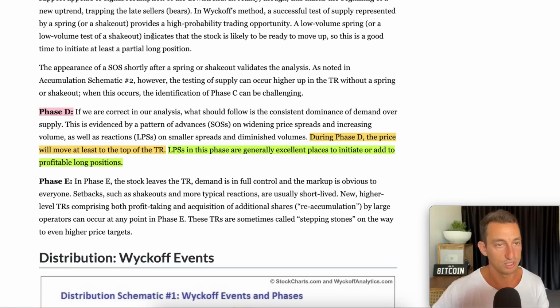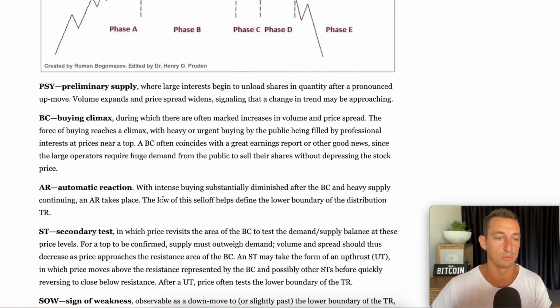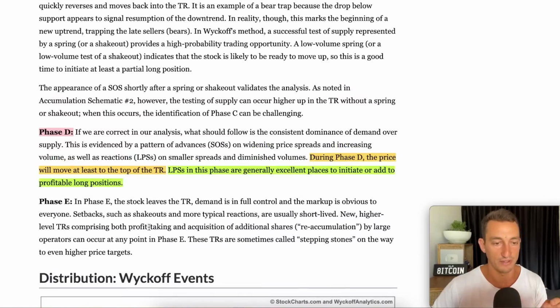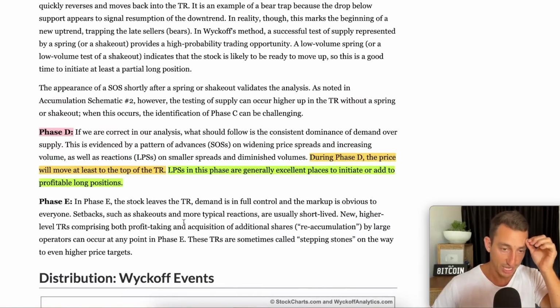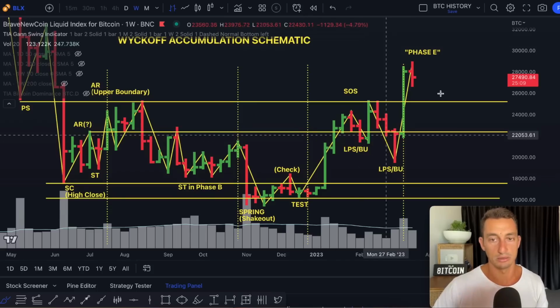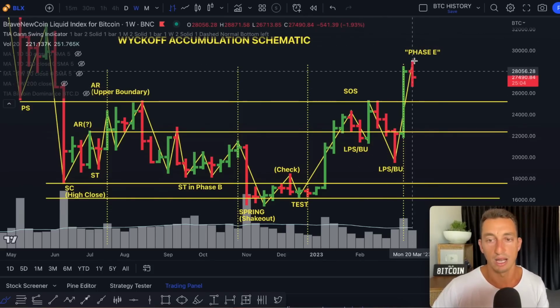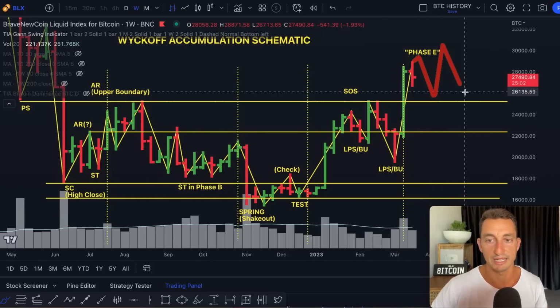But I'm just going through this piece by piece, painstakingly looking at the rules and the structure of how these phases are formed within an accumulation range. And once we get to a distribution somewhere down the track, we can go through those again. But essentially, looking at phase E now, setbacks such as shakeouts and more typical reactions are usually short-lived. So I'm not saying that we shoot straight up to $40,000, $50,000, $60,000 Bitcoin. I do expect that we'll have some shakedowns as well.